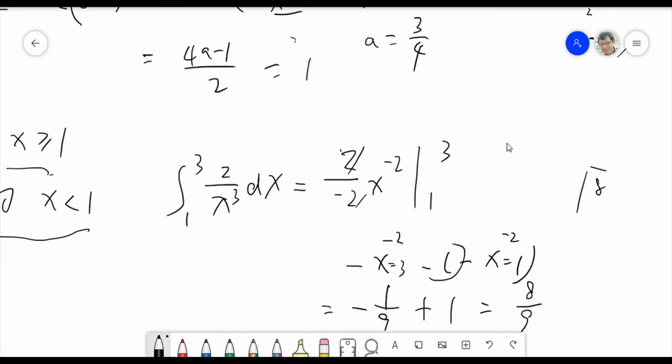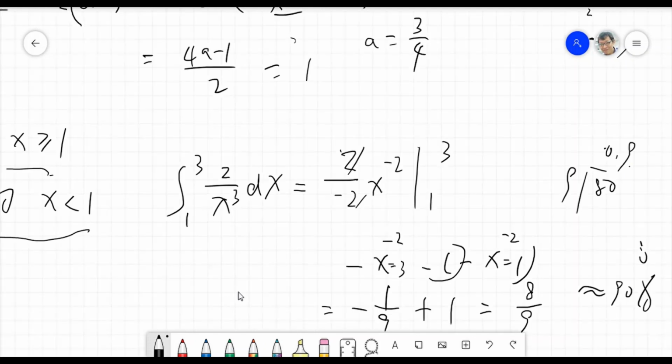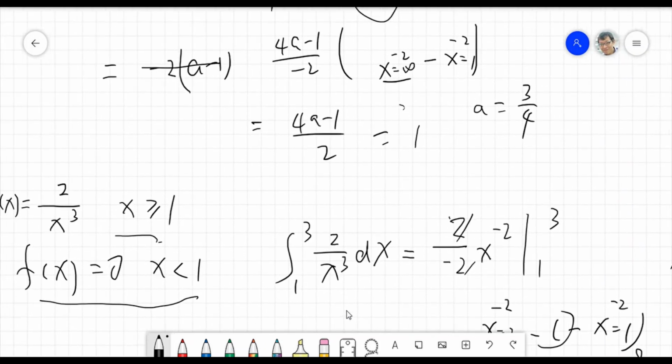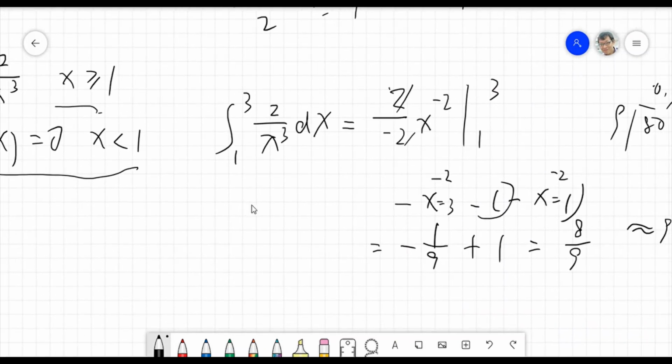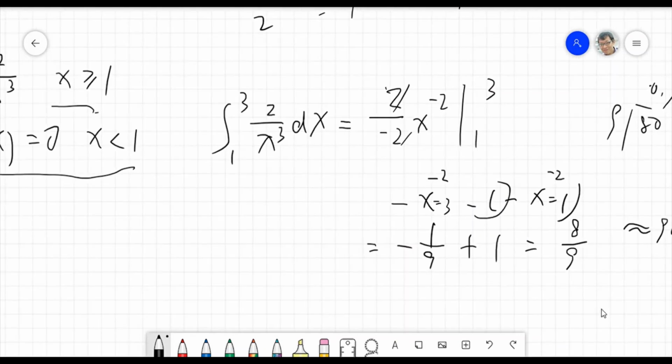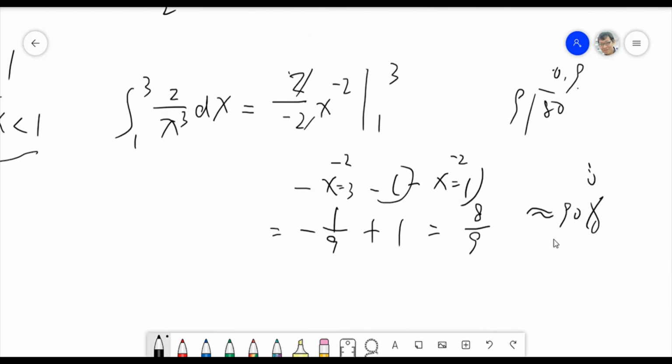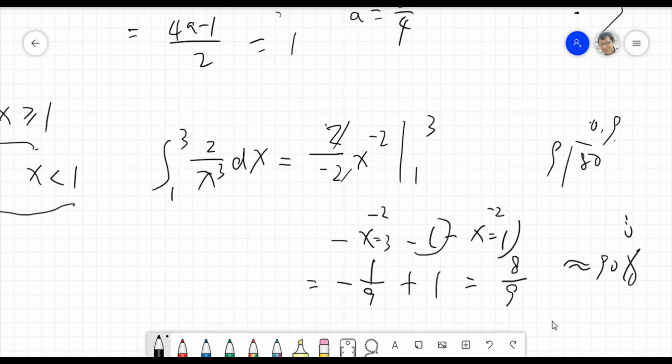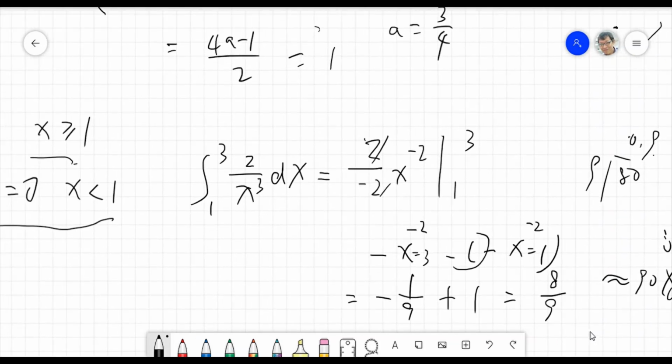8 over 9 is a percentage, right? If you count here, 8 over 9 is about what? It's almost 90%, right? So you think about that. So for this probability density function, when the value lies between 1 to 3, they almost occupy 90% of all the values there. So it's a very high density, right, in that sort of area.